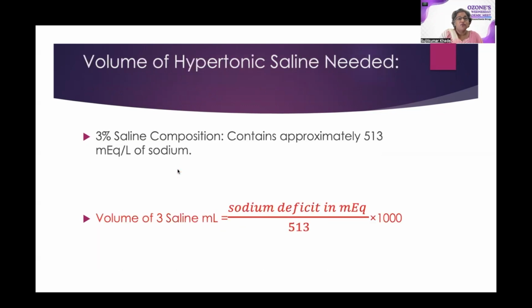We have to calculate the volume of the hypertonic saline that would be needed. So 3% saline contains approximately 513 milliequivalents per liter of sodium. So volume of the 3% saline in ml will be the sodium deficit as we calculated previously, divided by 513 into 1000. While using hypertonic saline, the volume required to achieve a specific increase in the serum sodium has to be estimated.